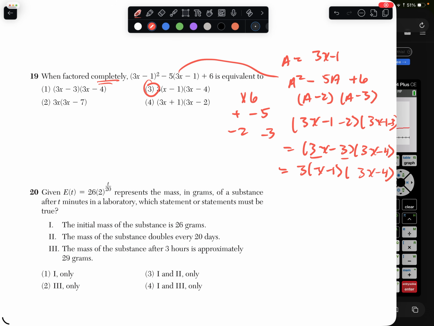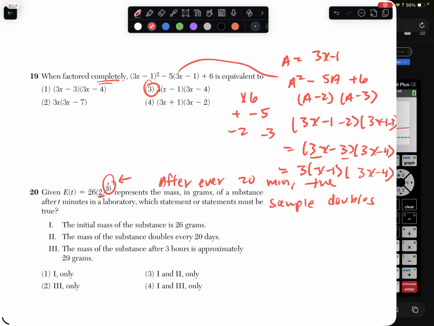All right. Given e of t is equal to 26 times 2 to the power of t over 20 represents the mass in grams of a substance after t minutes in a laboratory. Which statement must be true? All right. So since we're multiplying by 2, that means it's doubling within a period of time, and the period of time is given by t over 20. That's where we would look to figure out the period of time. So basically if you translate it, after every 20, I think it's measured in days. Oh no, minutes. After every 20 minutes, the sample doubles.